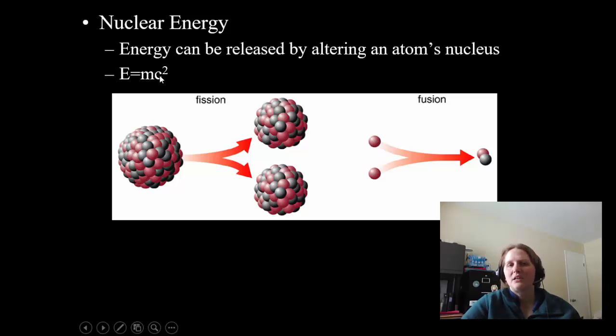C is just a constant, a number that you look up from a book and you plug it in. It's always the same number. It happens to be the speed of light. So C stands for the speed of light, but it's really just a constant, a number you plug in. The fun thing is the M. The M is mass. So this is the idea that the energy that you're getting from fission or fusion is actually coming from mass.